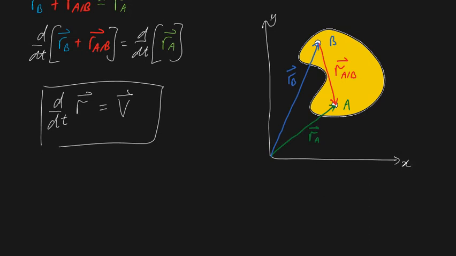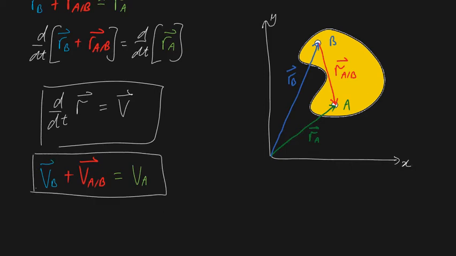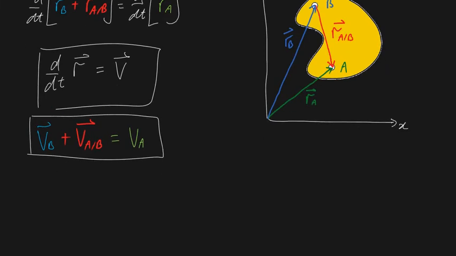So we can write this as the velocity at point B plus the velocity of A relative to B is going to be equal to the velocity at point A. This is a huge formula right here, and you can write it in this form, that's totally fine, but I find that it's usually easier to write it in this form, just rearranging it a little bit.